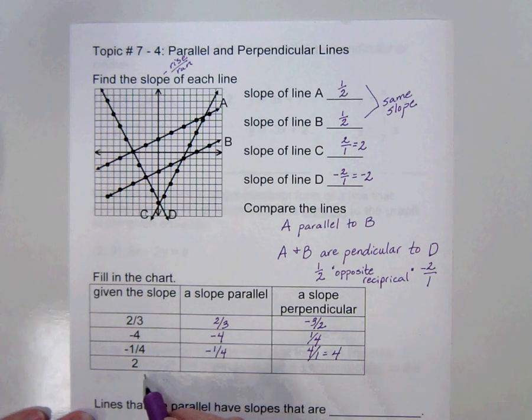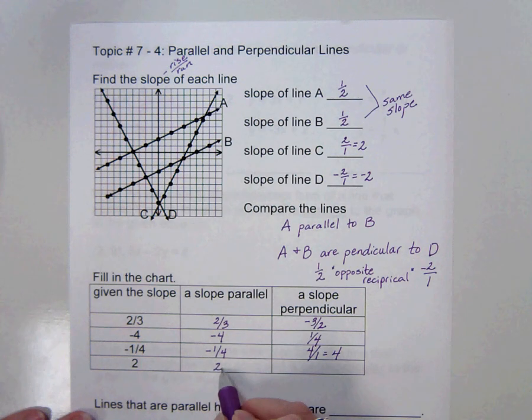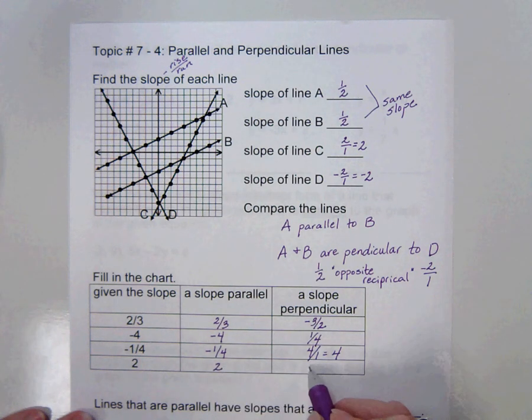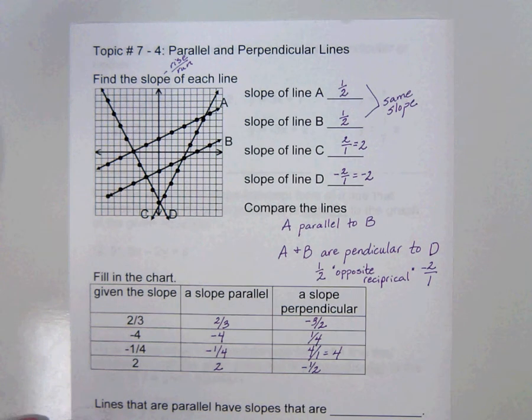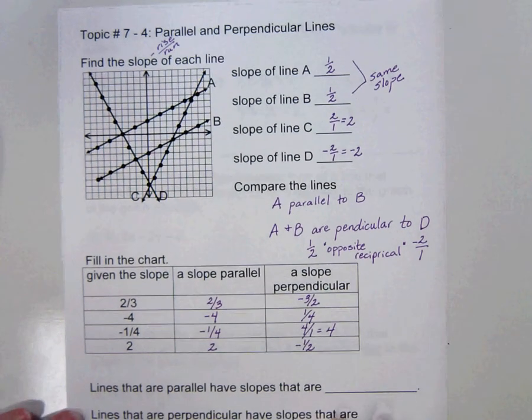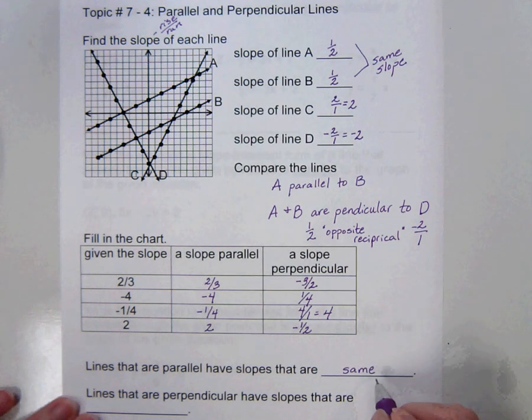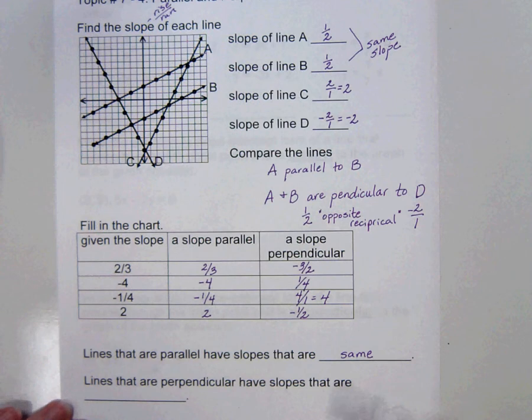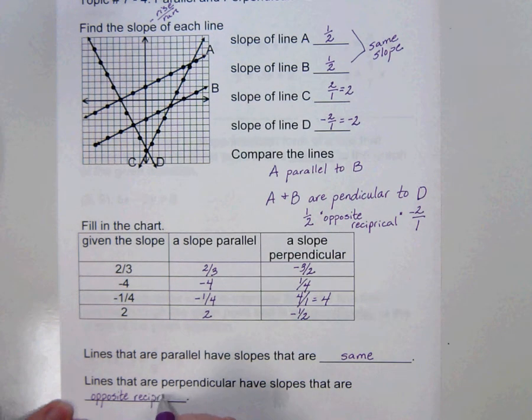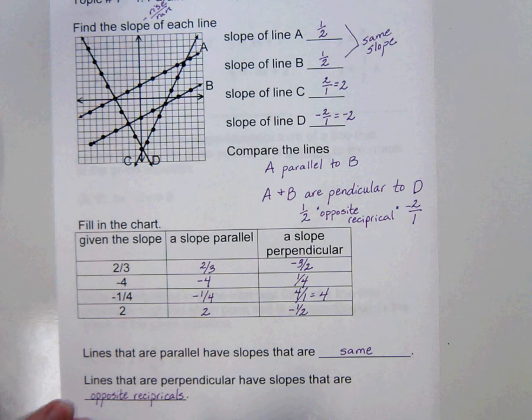This one's like 2 over 1, so the slope's the same if it's parallel. And then it's an opposite reciprocal. So if you take the reciprocal of 2, you get 1/2. An opposite reciprocal would be negative 1/2. So just remember that lines that are parallel have slopes that are the same, and lines that are perpendicular have slopes that are opposite reciprocals. And that just means to take the opposite sign and flip the number.